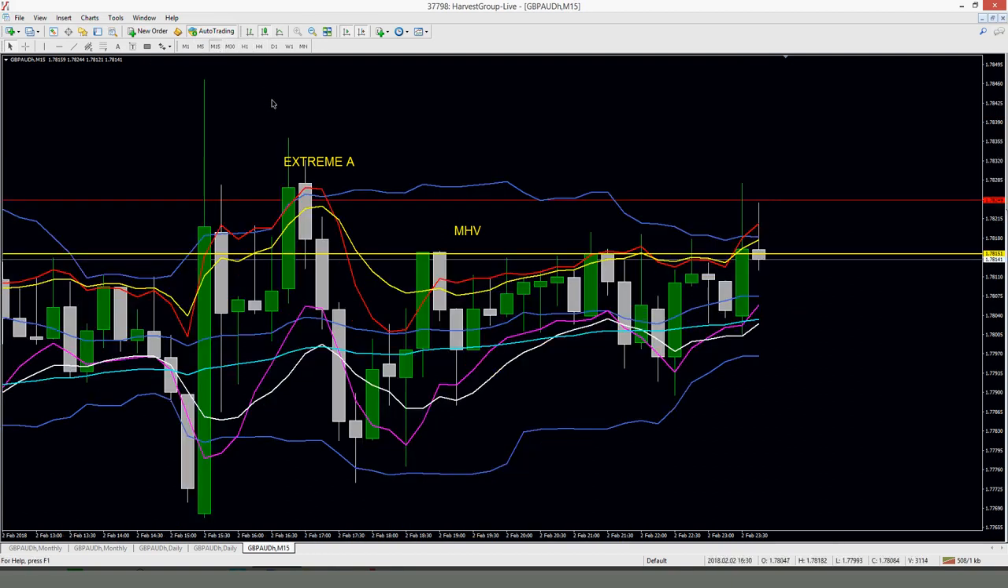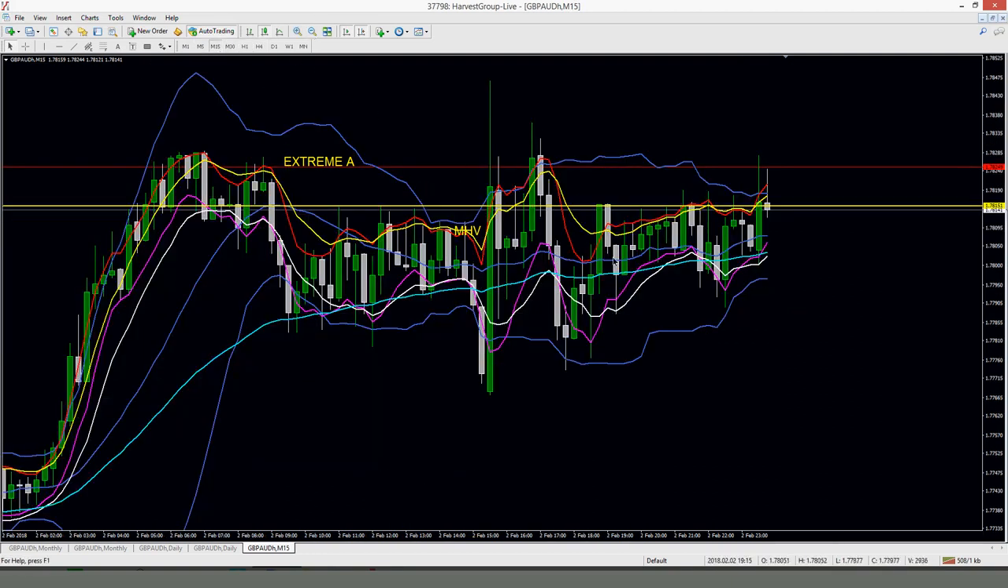What I usually do if I want to narrow down where the market is heading is I pull Fibonacci just to identify where the market is heading.